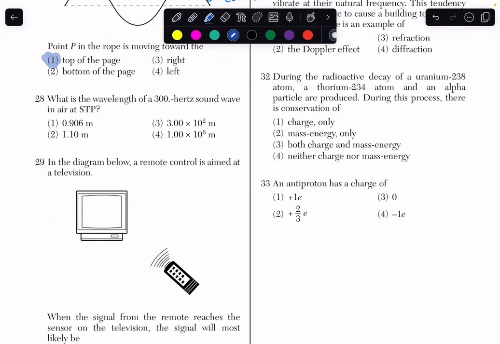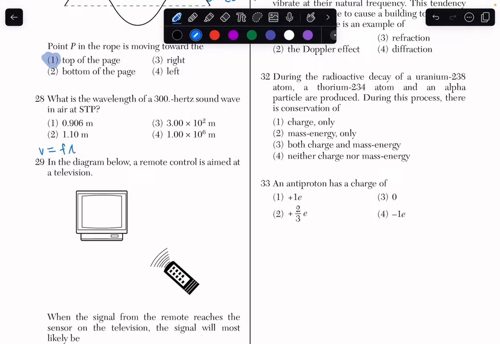28. What is the wavelength of a 300 hertz sound wave in air at STP? So let's look at our reference tables. The speed of sound in air at STP is 3.31 times 10 to the second meters per second. Now that we know that, we can just use another equation in our reference table. Velocity equals frequency times lambda.